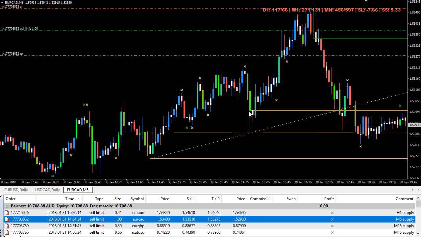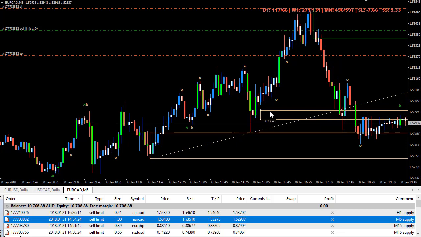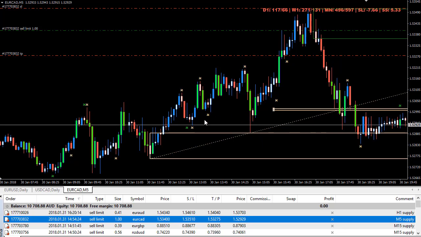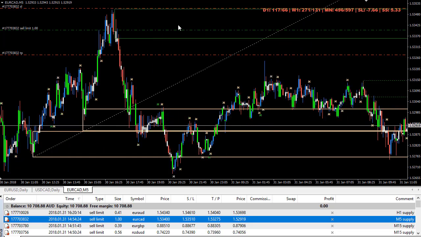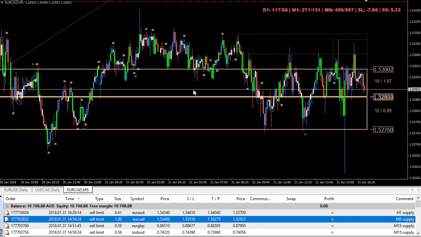Okay, and this is absolutely spot on. This is exactly where price came to when it tested and moved higher. This is not a very good area because price didn't leave this area in a hurry, but the fact that price reacted down here is telling us that we have demand down at this level.